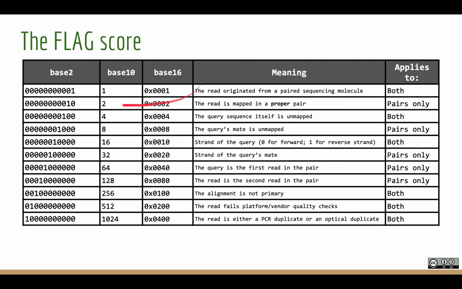The third bit has a base 10 value of 4. The first one has a base 10 value of 1, then 2, and now we're up at 4. This is all powers of 2 because we're moving through different bits here: 2 to the 0, 2 to the 1, 2 to the 2, 2 to the 3, and so on. This one says, is the query mapped or unmapped?